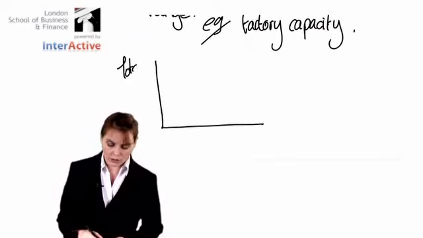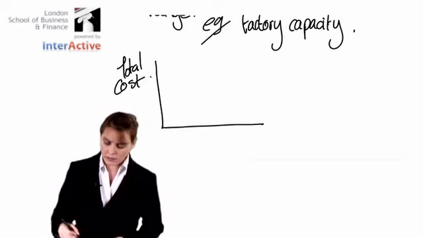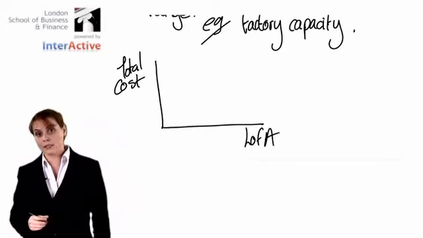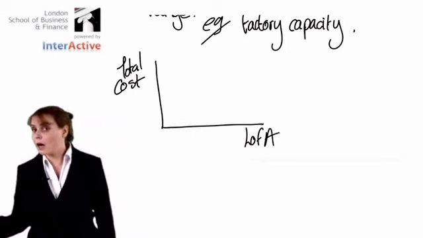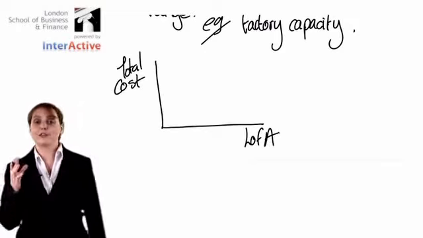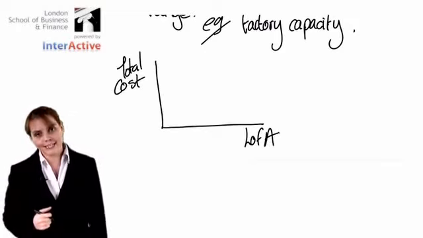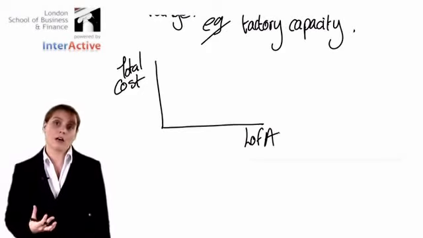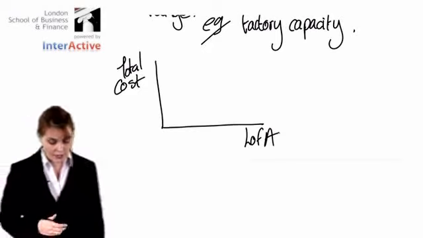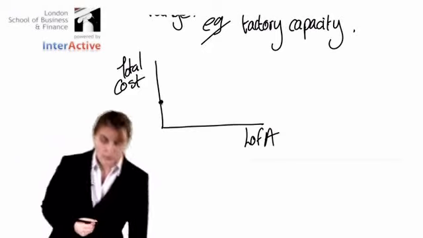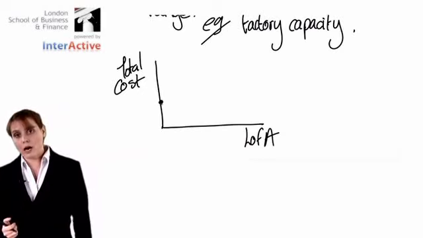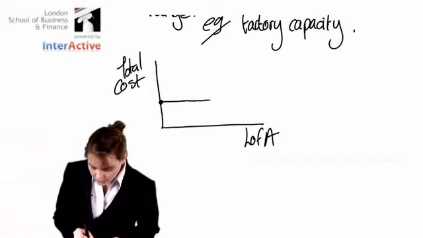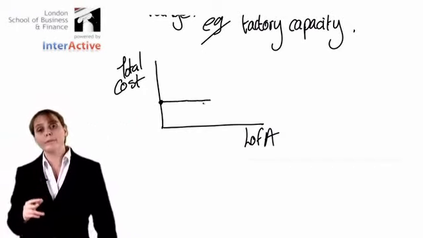where we've got our total cost on the y-axis and our level of activity on the x-axis. In relation to step costs, will we have to pay anything when our level of activity is 0? Well, to begin with, it behaves like a fixed cost. So when our level of activity is 0, we will still incur that cost. Now, as our level of activity goes up, initially, our total cost will remain the same.